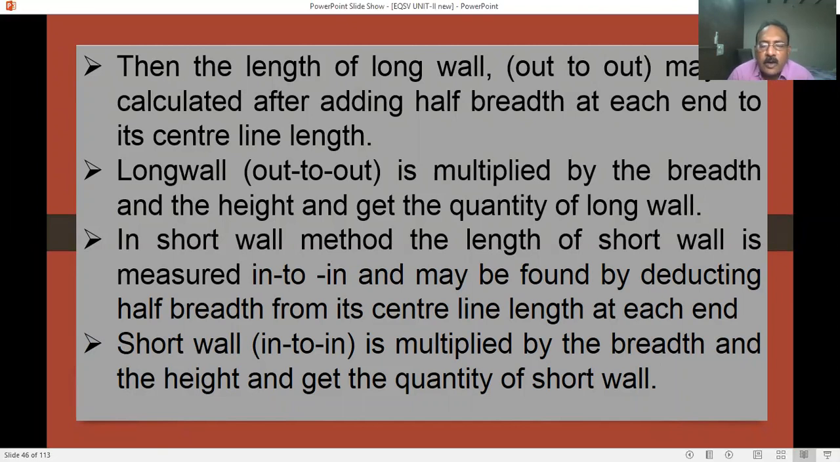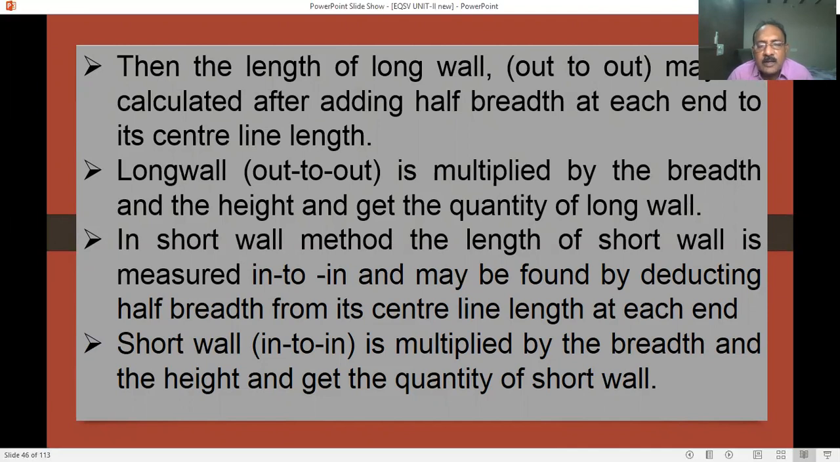How to calculate? If you have clear dimension, you have to add half of the width of one side plus half of the width of the other side. If uniform width on both sides, you can add one width of the wall to get long wall out to out from that center to center. Then you add the remaining half of the width of the wall to get out to out.